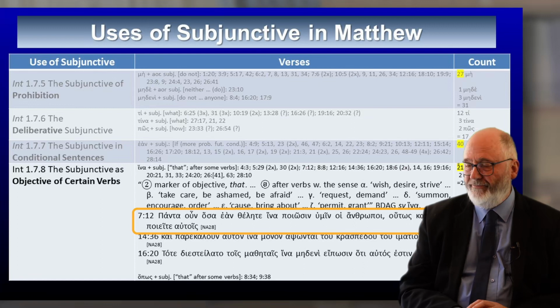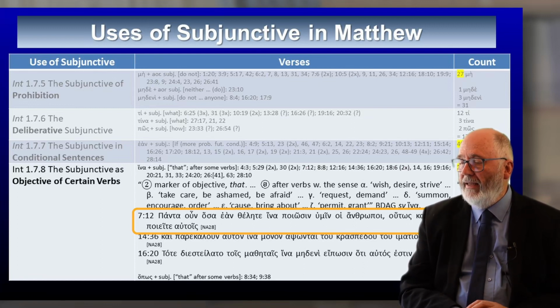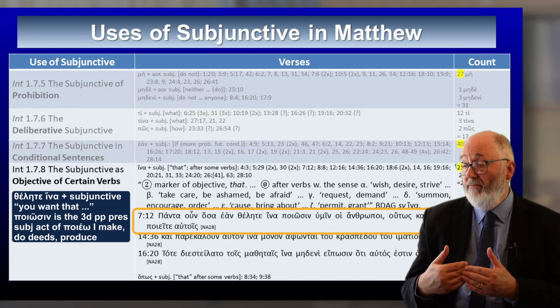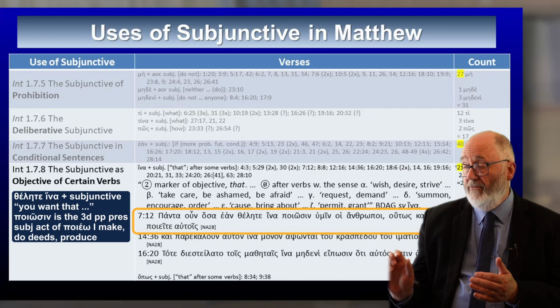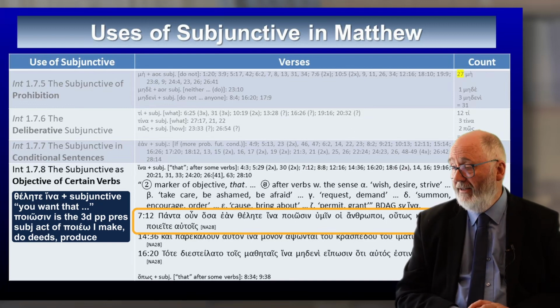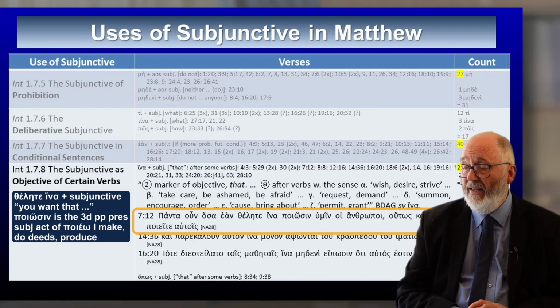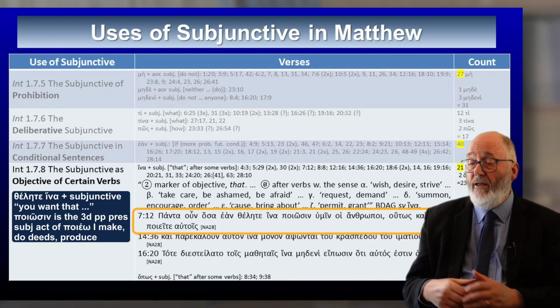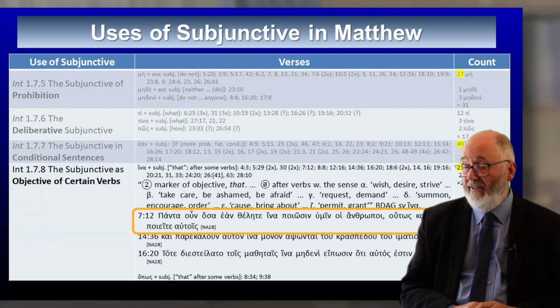Matthew 7:12. Panta oun hosa ean thelēte hina poiōsin hymin hoi anthrōpoi. Panta oun, therefore everything, hosa ean, everything as much as, thelēte. So we have thelō, or want, that men should do to you, or others should do to you. Do that to them. Houtōs, in that way, also you do to them. But we have here hina after thelēte, and poiōsin is subjunctive. So hina plus subjunctive gives the content of what you're wishing, the objective of it, if you like.